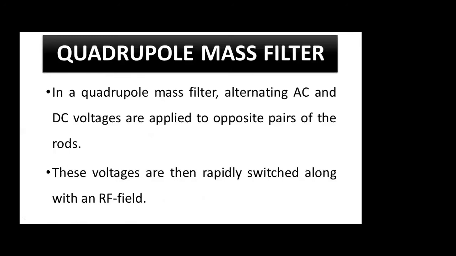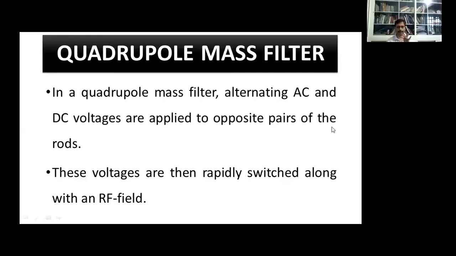In a quadrupole mass filter, alternating AC and DC voltages are applied to opposite pairs of the rods. You have seen in the diagram that there are 4 rods, 2 pairs each arranged side by side. To one pair AC, to another pair DC. Like that, alternating AC and DC voltages are applied to opposite pairs of the rods. So these voltages are then rapidly switched along with an RF field.